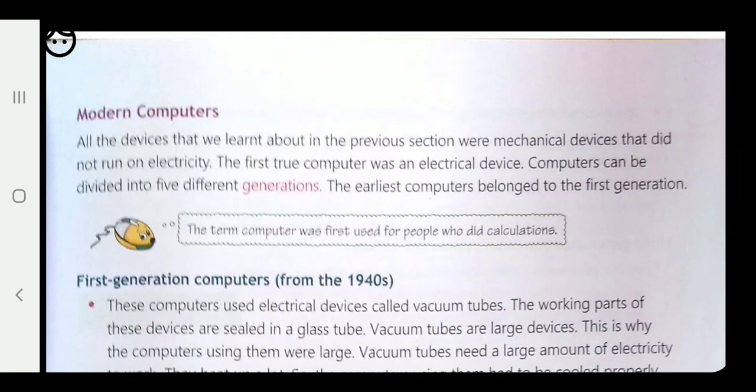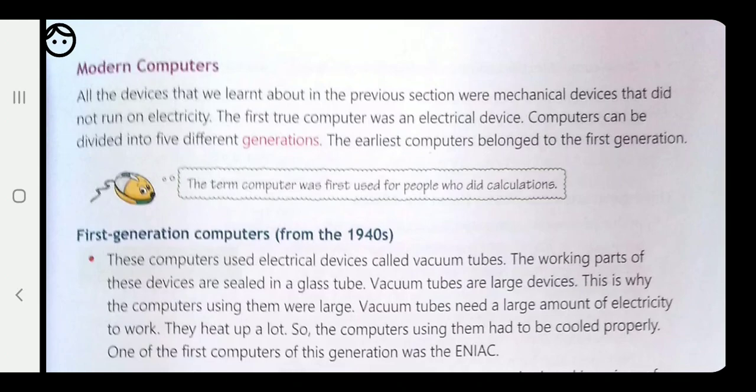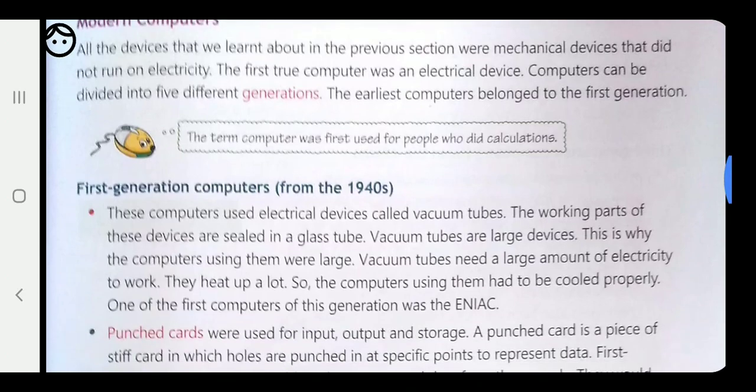Now come to modern computers. All the devices that we learned about in the previous section were mechanical devices and did not run on electricity. The first true computer was an electrical device. Computers can be divided into 5 generations. The earliest computer belonged to the first generation. The term computer was first used for the people who did calculations.